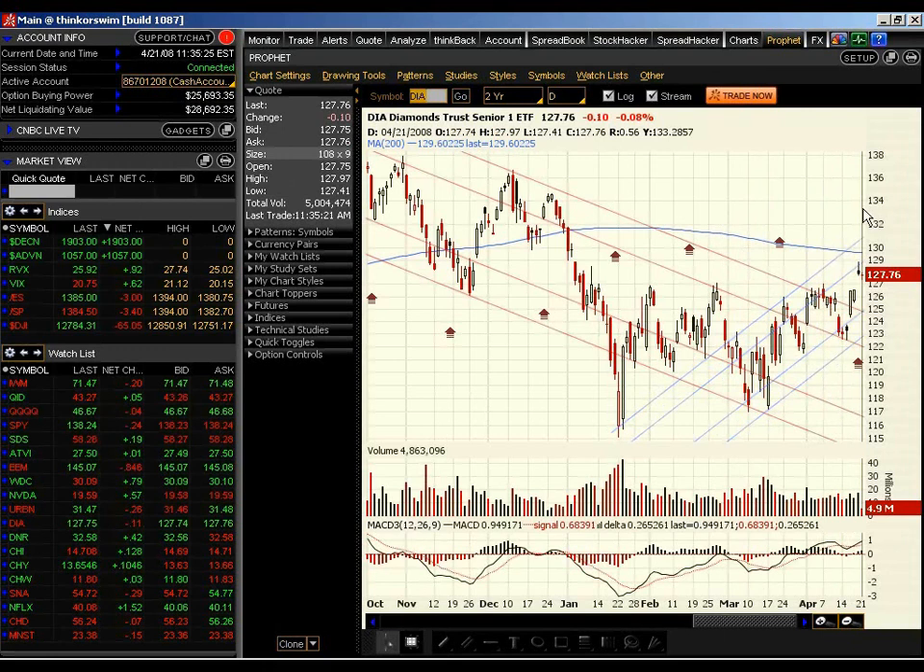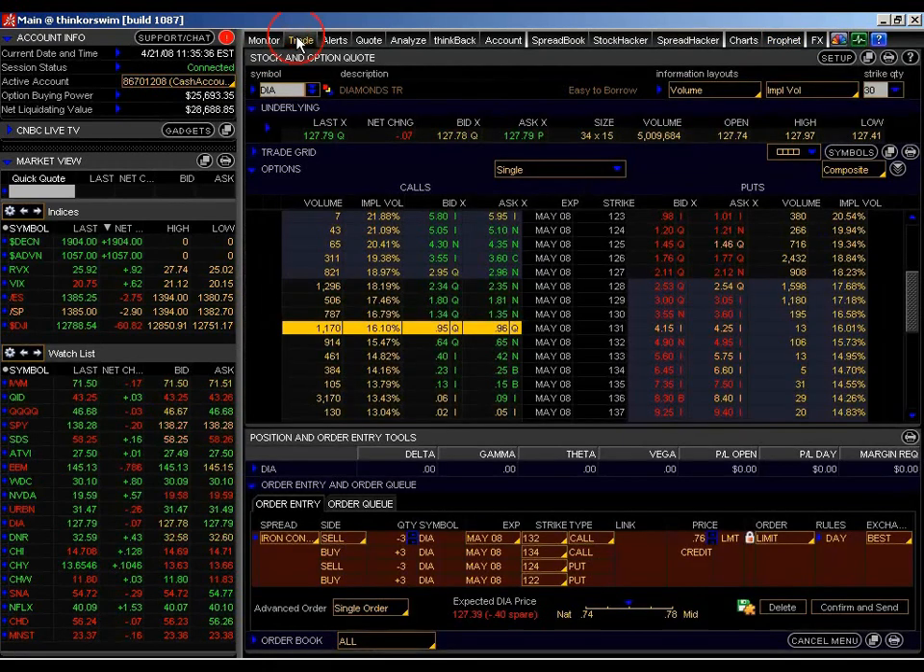133 on the upside, 122 on the downside. That seems like it would be a good support level, with 133 as resistance. So that's how I've set this trade up. I've gone in and right-clicked, brought up my iron condor. I'm selling an iron condor.